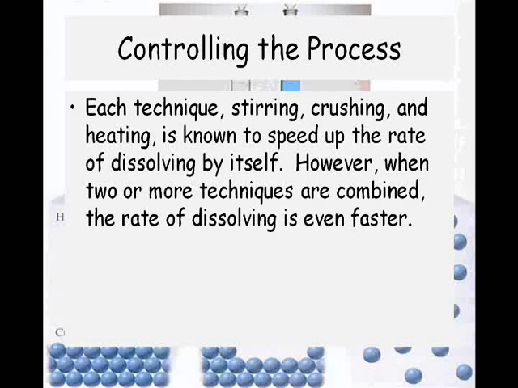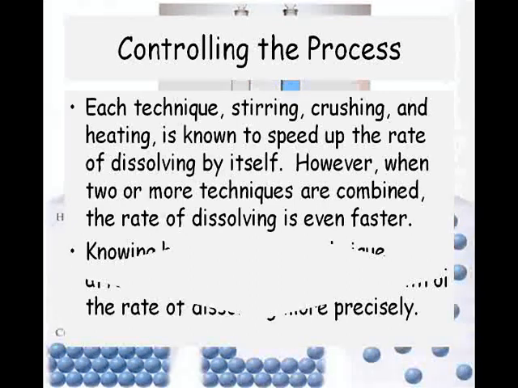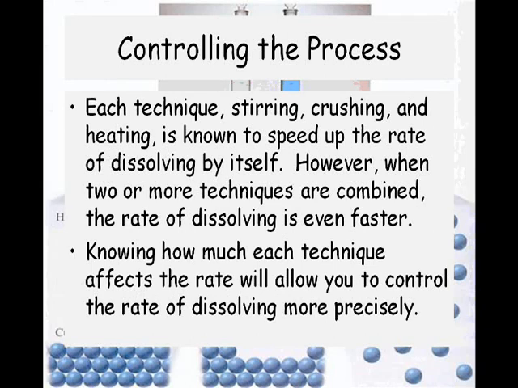Each of these techniques you can actually control. These techniques can help you dissolve something faster, but if you need something to dissolve slower, you can do the reverse: lower the temperature, decrease surface area, things of that nature. And knowing how much each technique affects the rate will also allow you to control that more precisely.